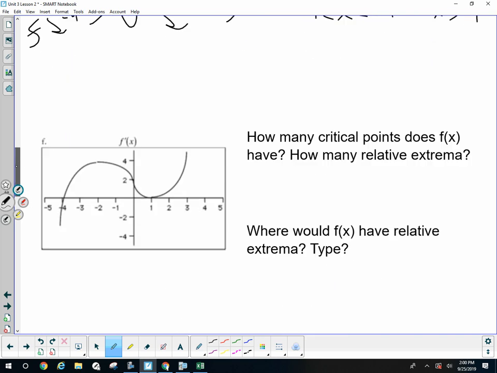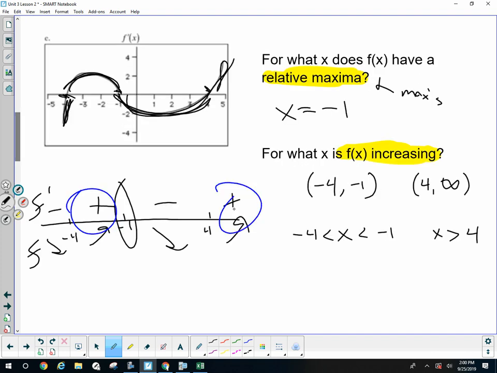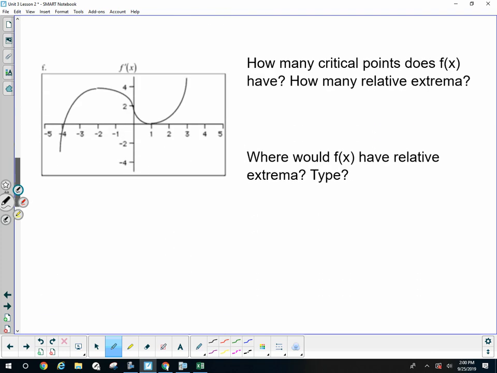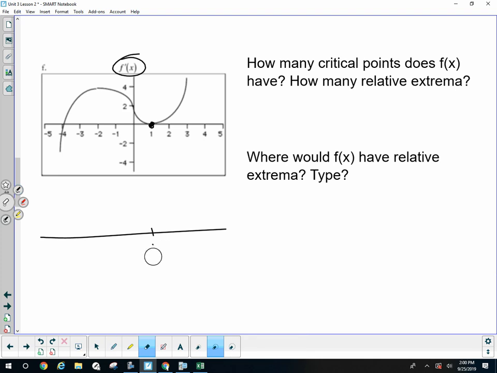Okay, a couple more, real quick. What's different about this graph from the previous ones, again, this is the graph of F prime, is that 1 is one of those situations where we have a 0, so we have a critical point. But we don't change sign. We change signs at -4, but we do not change signs at 1.